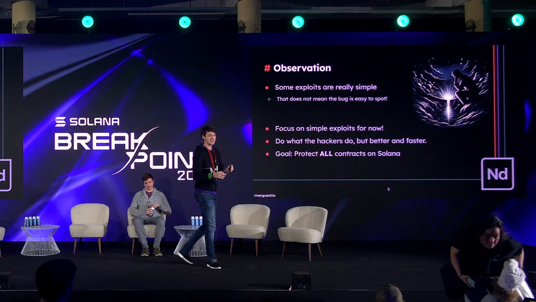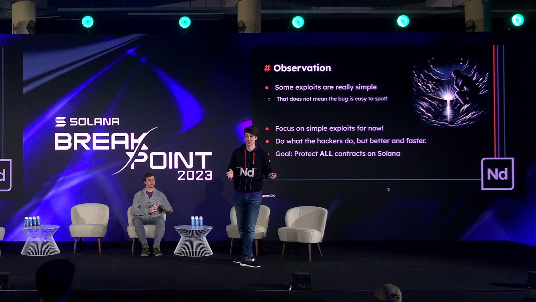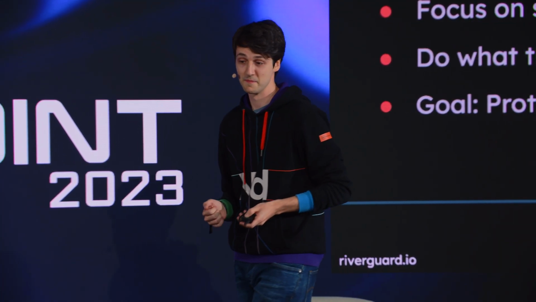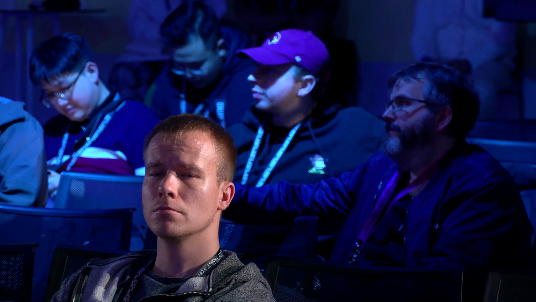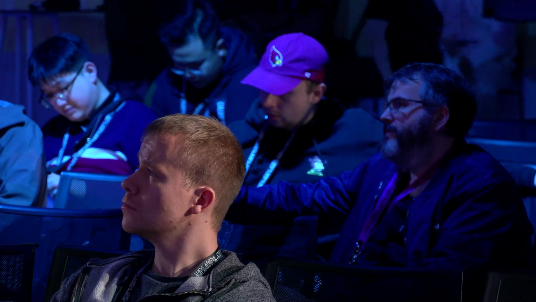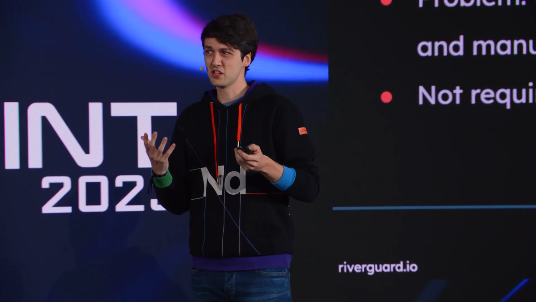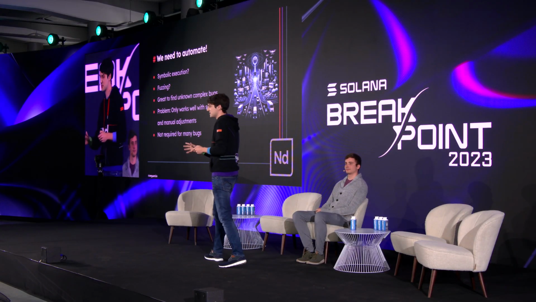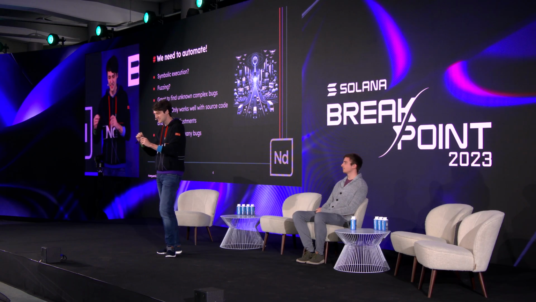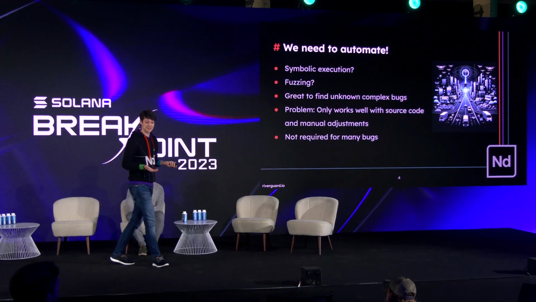And our goal here is to protect all of the contracts on Solana, not just some individual ones where we might run the tool. And to do that, we really need to automate. We can't spend time looking at each contract individually if our goal is to protect all of them. And then maybe we can do some symbolic execution, some fuzzing, but they're great to find unknown and complex bugs, but they usually need source code and manual adjustments. We had just a talk by Robert today who talked about fuzzing a bit, and you see, there are these details you need to do, which are difficult. And it's just not required.